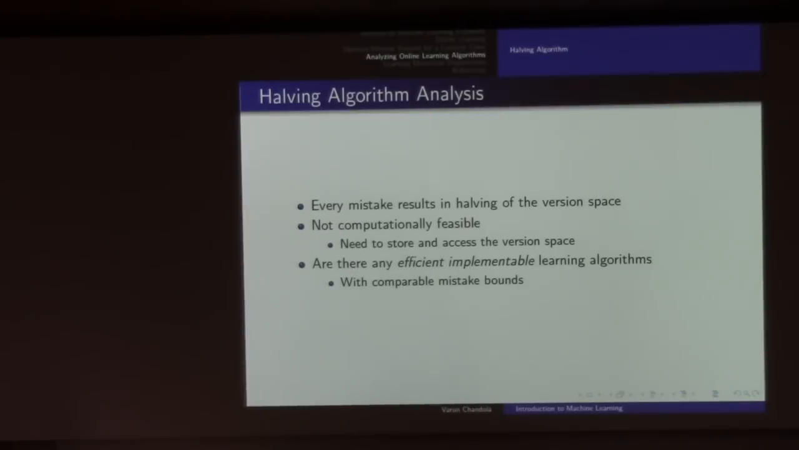So this is a good algorithm, the halving algorithm. It gives you a pretty tight bound, but the problem with this algorithm is that it's pretty computationally expensive, because at any given time you need to start with your entire version space.